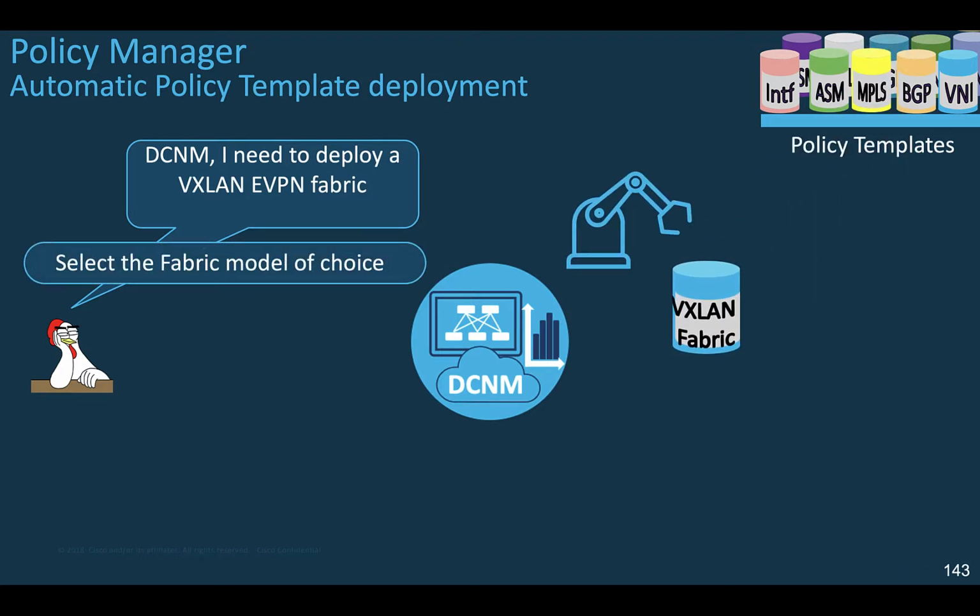For example, assuming you need to create a new VXLAN VPN fabric, then you need to select the appropriate fabric template, which in your case is the Easy Fabric template. And you have seen a demo in module number 2.